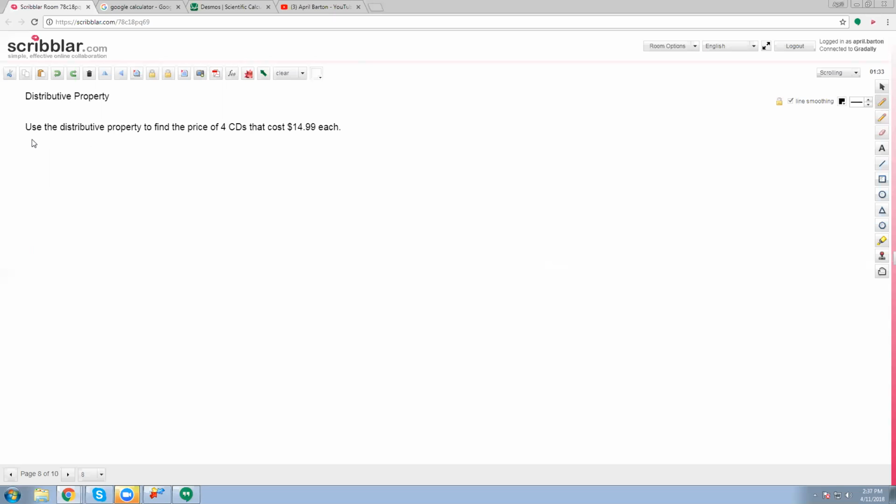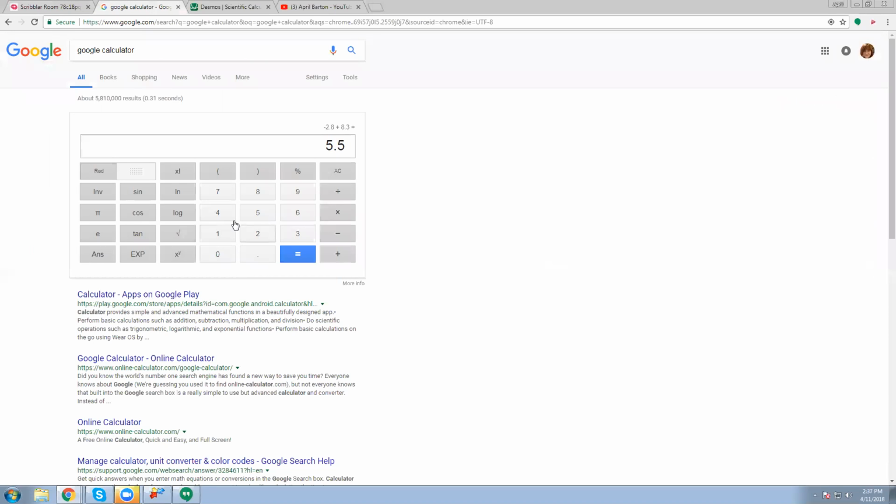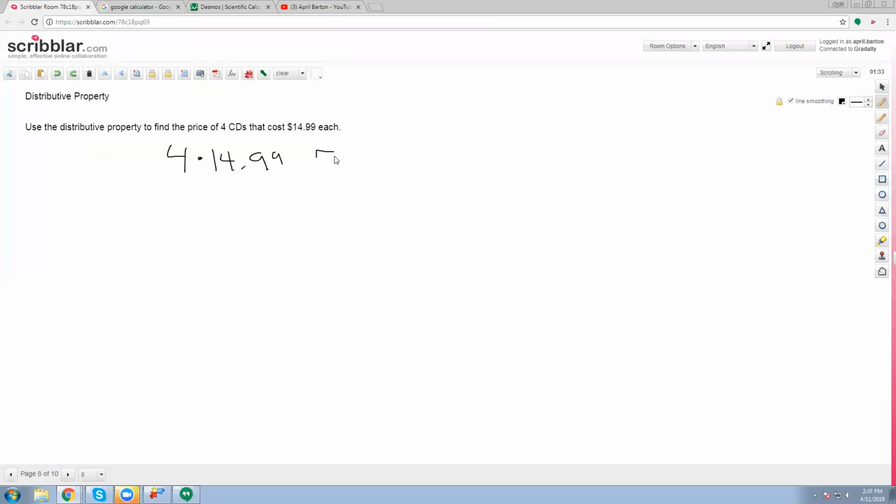This one says, use the distributive property to find the price of 4 CDs that cost $14.99 each. They're basically saying multiply these together, but they show a fancy way of separating them out so that you could do it a little easier in your head. You can just multiply these in a calculator. 4 times 14.99 is 59.96.